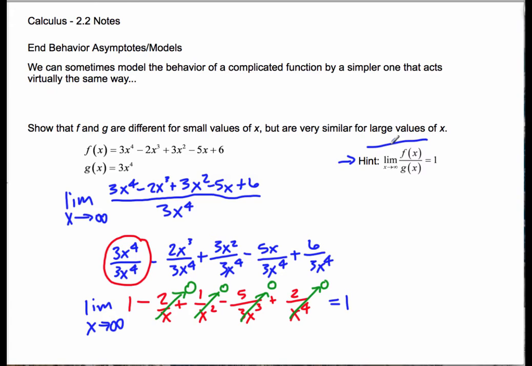And so I've got this true statement right here. And so what that tells me then is that for very large values, not close to 0, but large values like millions, these two different functions are virtually the same.